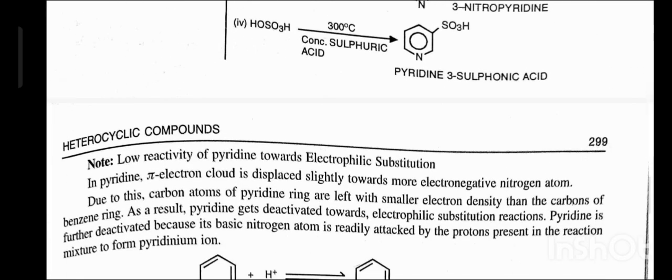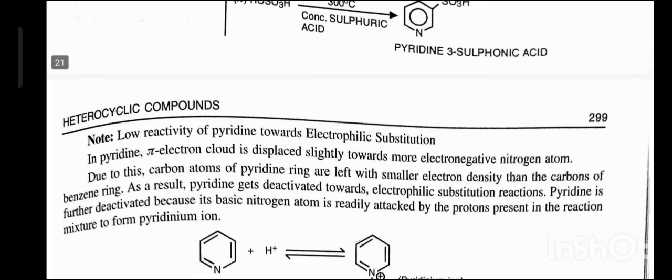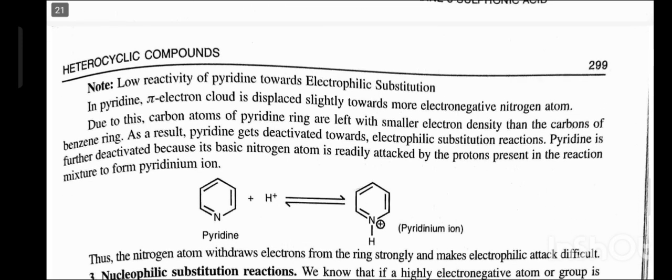Note: low reactivity of pyridine toward electrophilic substitution. In pyridine, the pi electron cloud is displaced slightly toward the more electronegative nitrogen atom. Due to this, the carbon atoms of the pyridine ring are left with smaller electron density than the carbons of the benzene ring. As a result, pyridine gets deactivated toward electrophilic reaction.